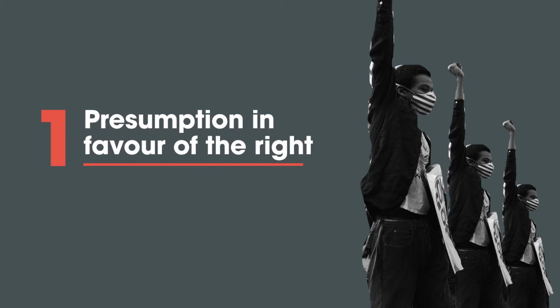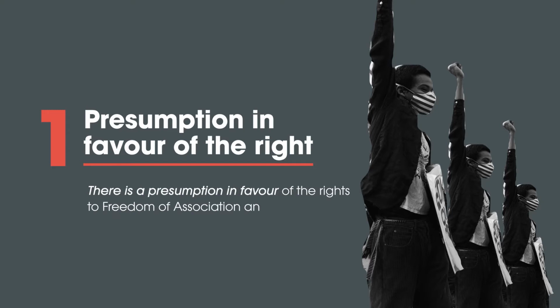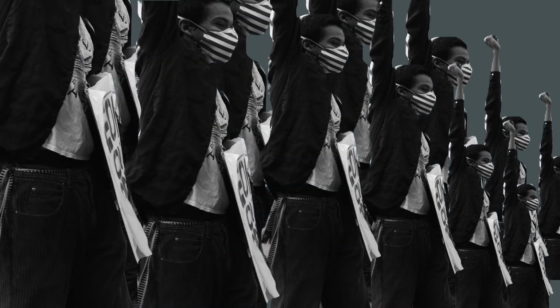This means that when there's any doubt, there's a presumption in favor of the right to freedom of association and assembly. An example of how this applies in real life is that if you're trying to register an organization, your rights vest automatically. Any person who wants to challenge the registration of your organization bears the onus of convincing the state that you shouldn't be allowed to register.